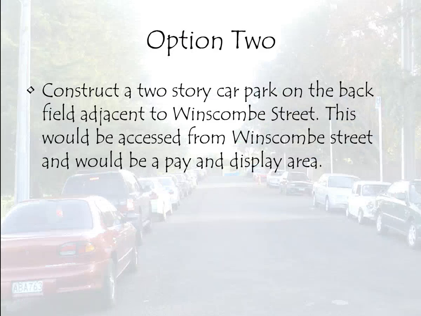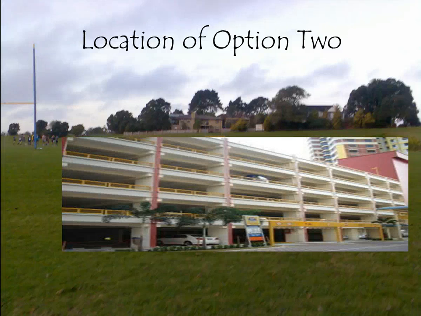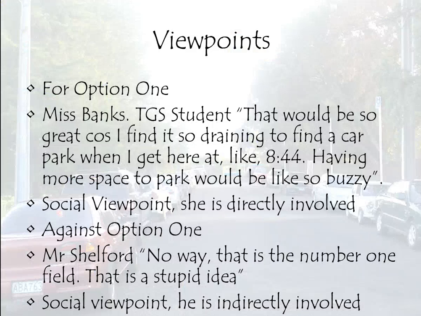Option 2, brief description. A photo of where option 2 will be. You may be able to get some pictures directly from the council or from the developers, or off the web, of what yours are actually going to look like. I had to make one up because mine's not an actual thing. Option 2 has some positives and negatives. Again, I've got some specifics, the 150 metres by 150 metres, the cost, and the cost of construction. Looking for specifics all the way through here.